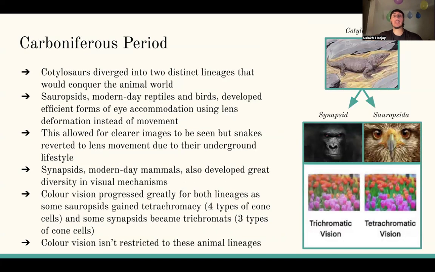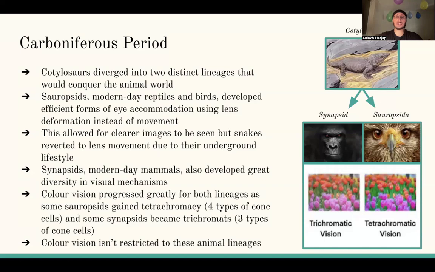The Carboniferous period lasted between 362 million years ago to 299 million years ago. And cotylosaurs, the stem reptiles, branched into sauropsids and synapsids, establishing the two primary lineages for terrestrial vertebrates. Sauropsids, including modern-day reptiles and birds, developed a more efficient form of eye accommodation using lens deformation rather than movement, offering faster and more accurate visual adjustment. This adaptation allowed animals to produce a clearer image, but snakes, a subgroup of sauropsids, reverted to lens movement as they emerged from an underground lifestyle.